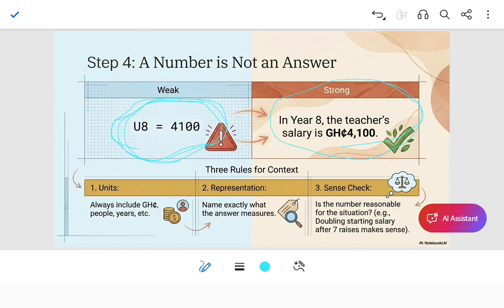So we don't say, therefore, the A term equals 4,100. No. So therefore, in year 8, the salary is this. This is better. So always include the units, the people, the years, it is very important. Name exactly what the answer measures. Here it is salary.